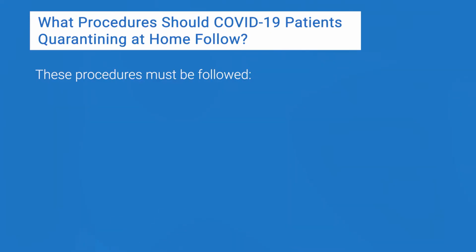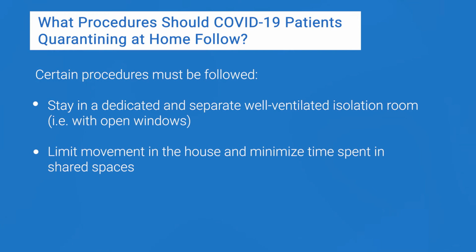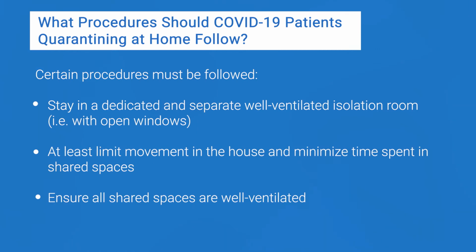Emphasize certain procedures. Stay in a dedicated and separate, well-ventilated isolation room with an open window where applicable. Limit movement in the house and minimize time spent in shared spaces like the kitchen and the bedrooms. Ensure all spaces are well ventilated by keeping the windows open.